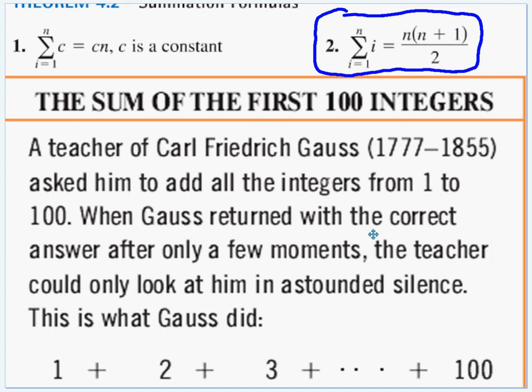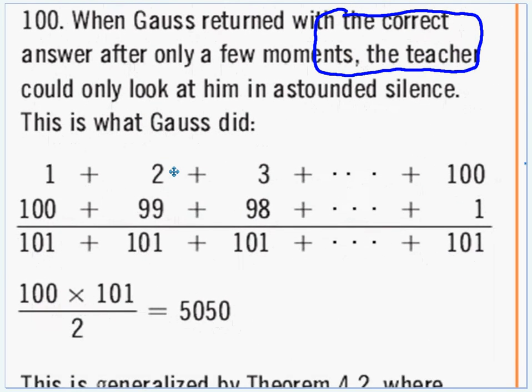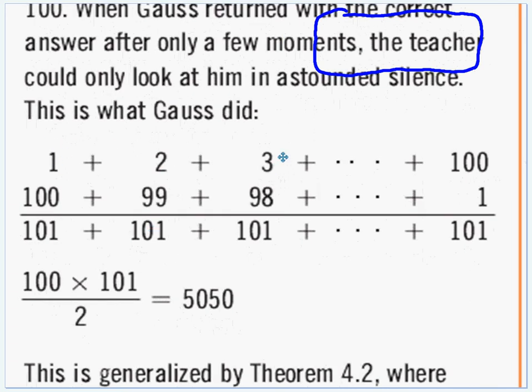Gauss returned with the correct answer in only a few moments. The teacher looked on in astounded silence because he got the answer right. Here's what Gauss did. He thought, if I'm going to sum up the numbers from 1 to 100, 1 plus 2 plus 3, to 100, what if I put the same numbers underneath in reverse order? So now we're going 1, 2, 3, 98, 99, 100. Well, if you add the columns, each column is going to be 101. So you've got sort of double what you wanted. So if you multiply those and divide by 2, you get 5050.